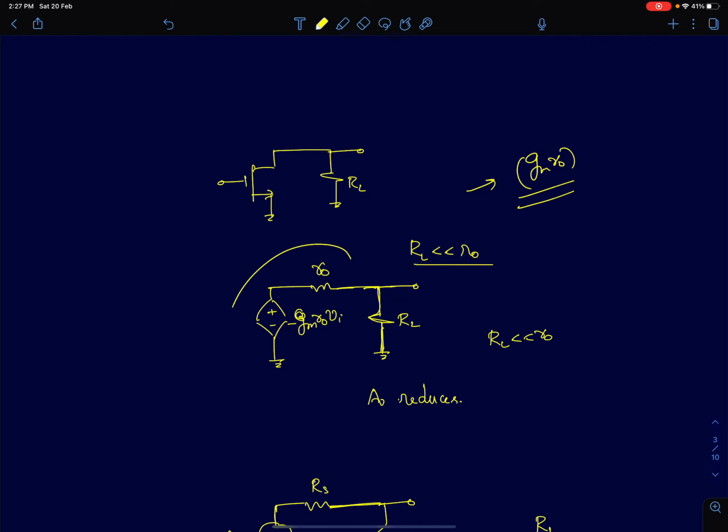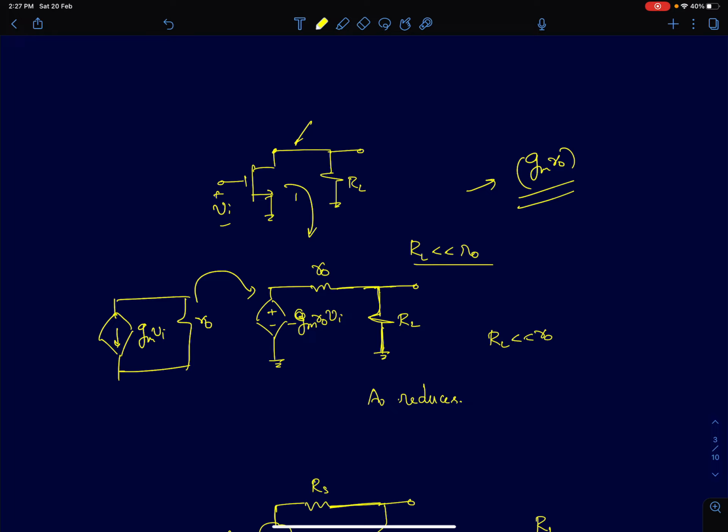And what I have shown here is actually the Thevenin equivalent of a common source amplifier. At the source end, I can write it as an amplifier with a gain of minus GM/R0 into VI. So this is VI here. At the load end, you can represent it as a transconductor of value GMVI and an output resistance R0. So I can just convert this into an equivalent Thevenin voltage, which will be GM times R0 into VI with a minus sign, and a Thevenin resistance of value R0.